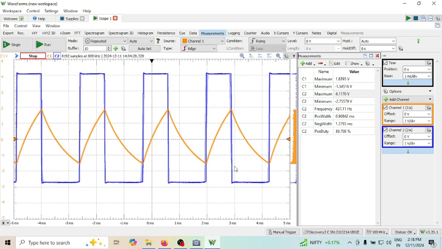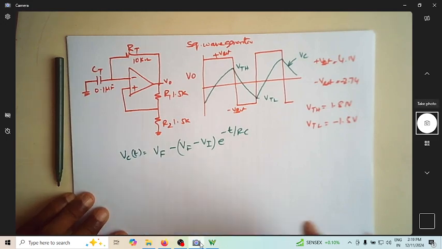So this is plus Vsat, minus Vsat. This is your VTL. This is VTH. All those stuff. VTH means the highest capacitor voltage, and VTL is the lowest capacitor voltage. So we are calling it VTH because there the output switches from plus Vsat to minus Vsat, and VTL is where it switches from minus Vsat to plus Vsat. The voltages I have written here, I'm just showing it there.